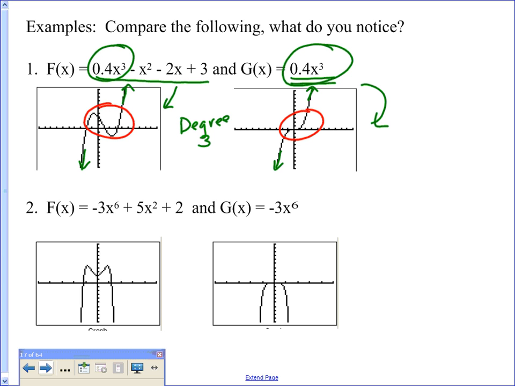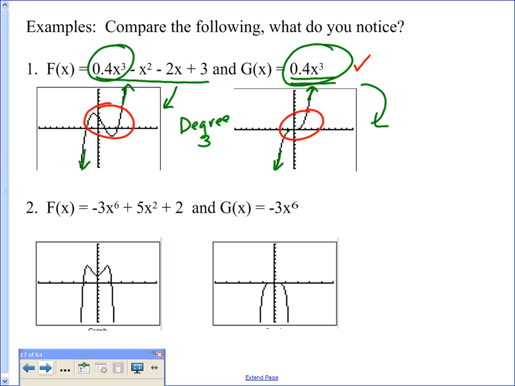The reason this is useful is to get an idea of what a function like f of x looks like: you might just want to graph the term 0.4x cubed, and that will give you an idea of what your graph's going to look like.